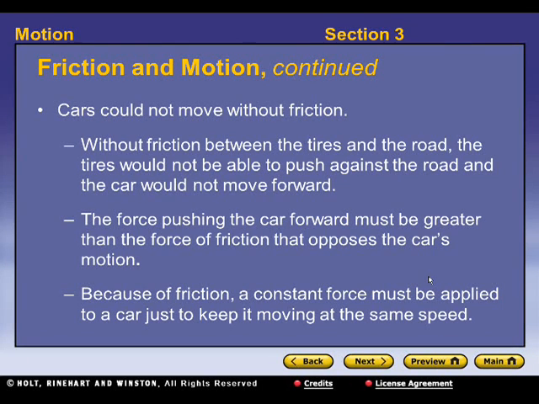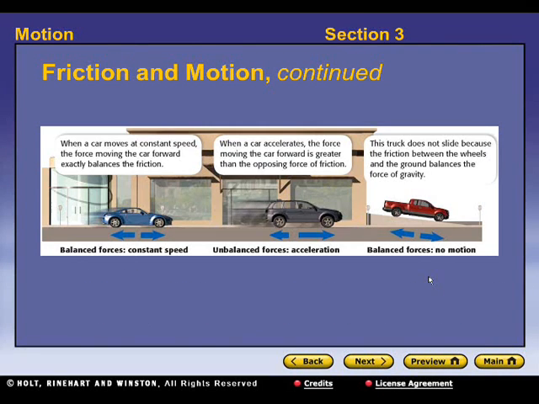And the force pushing the car forward must be greater than the force of friction that opposes the car's motion. And because of friction, a constant force must be applied to a car just to keep it moving at the same speed. That's why you have to keep your foot on the accelerator. There's always friction going on in the engine and all the parts going to the wheels and the ground, moving. All those things have friction, so you constantly have to apply force to be able to overcome that friction.